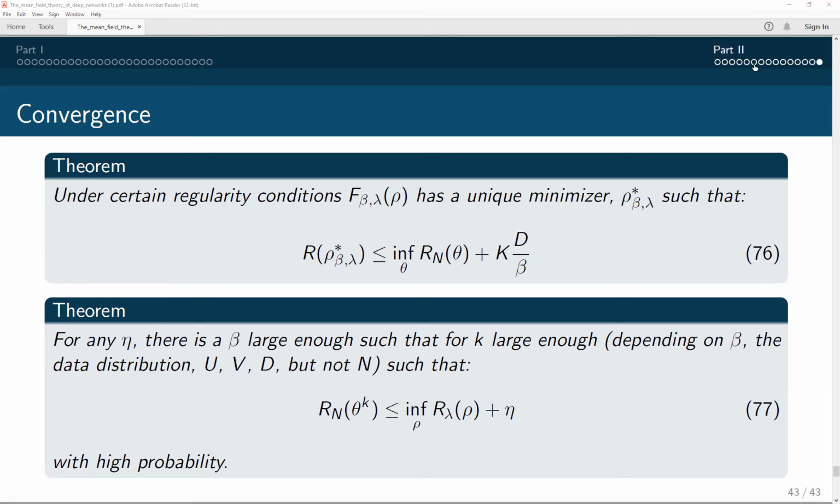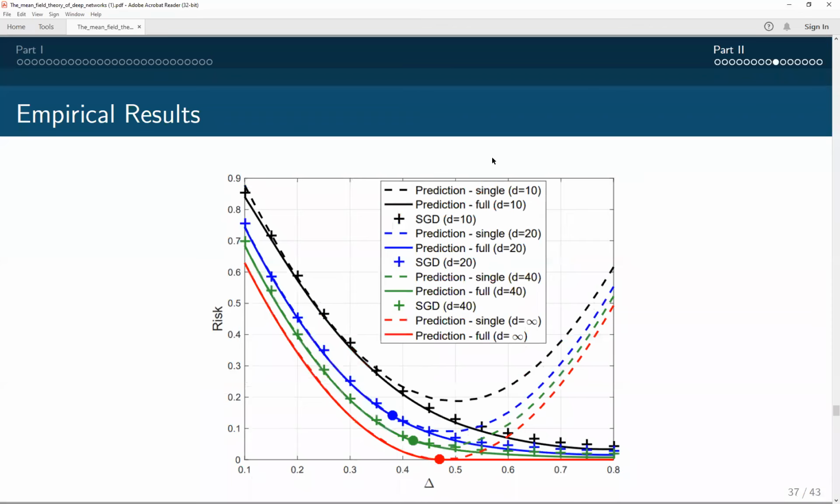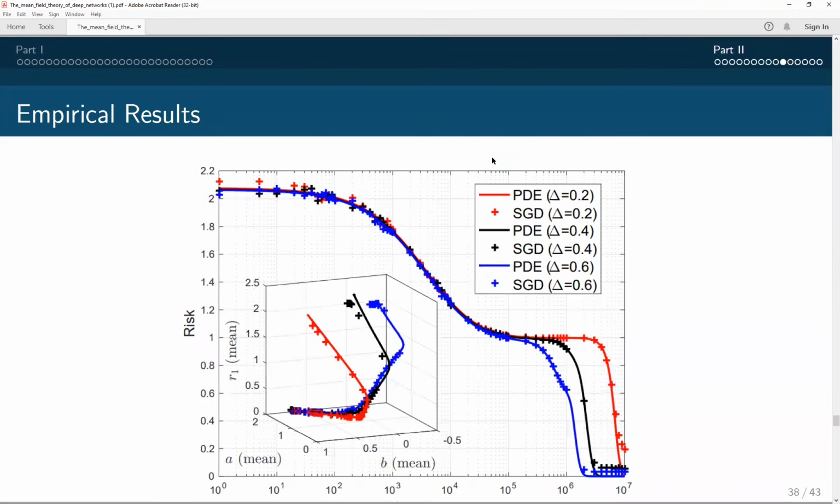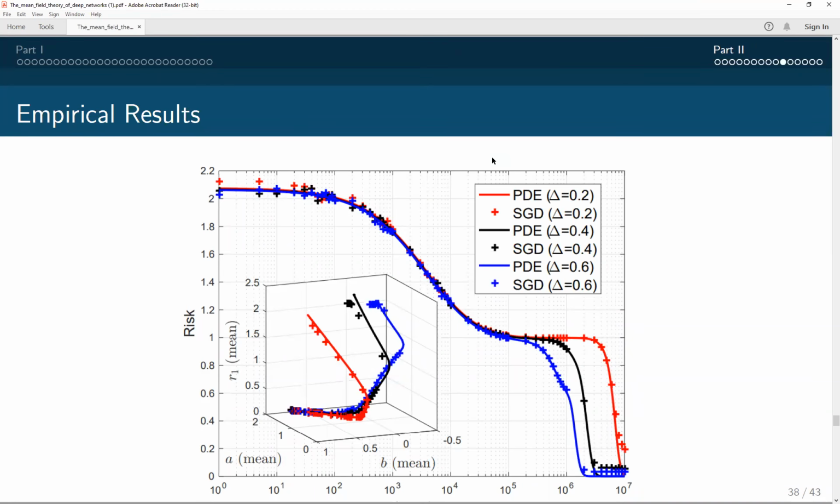I have a quick question. You showed some training curves. Yeah, this or this? Yeah, this. Wait, but this is PDE and SGD. So this is the PDE running the Fokker-Planck equation, right? The PDE is running equation 61, I think. Okay.